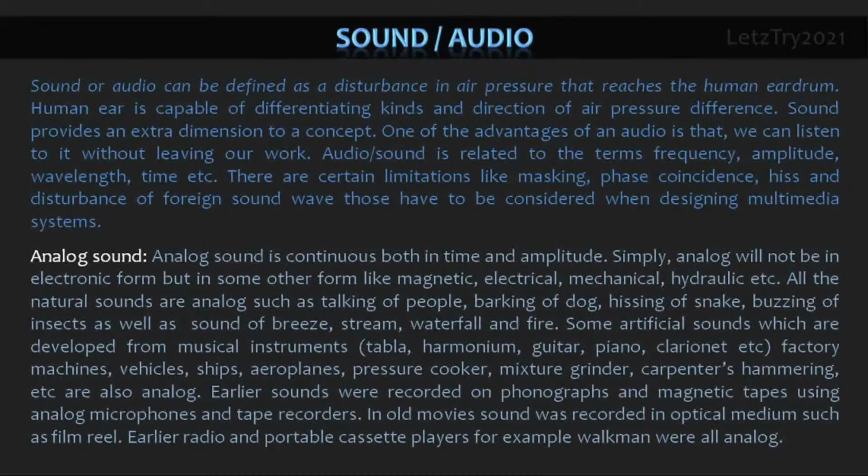Some artificial sounds which are developed from musical instruments, tabla, harmonium, guitar, piano, clarinet, etc., factory machines, vehicles, ships, aeroplanes, pressure cooker, mixer grinder, carpenter's hammering, etc., are also analog. Earlier, sounds were recorded on phonographs and magnetic tapes using analog microphones and tape recorders. In old movies, sound was recorded in optical medium such as film reel. Earlier radio and portable cassette players, for example Walkman, were all analog.